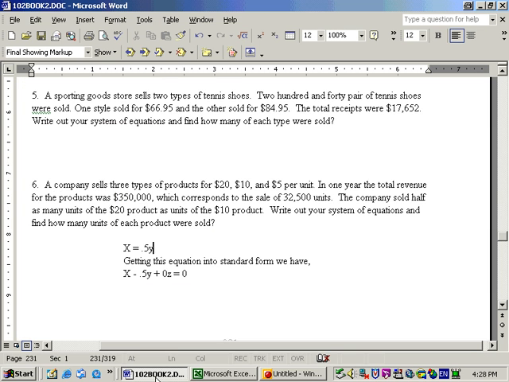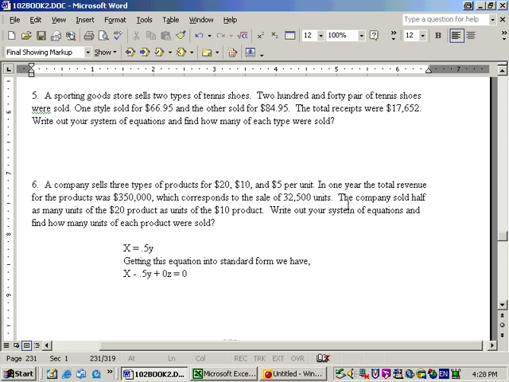On the next problem, problem 6, a company sells three types of products for $20, $10, and $5. Total revenue is $350,000, which corresponds to the sale of 32,500 units. And from that, so far, we don't know how many $20 units sold, or $10 units, or $5 units. So we call that X, Y, and Z. So X, Y, and Z have to add up to 32,500. And 20X plus 10Y plus 5Z has to add up to 350,000. That gives you two of the three equations you need.